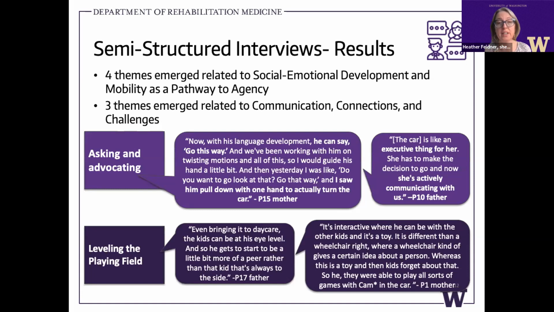Another family said, this car is like an executive thing for her. She has to make the decision to go, and now she's actively communicating with us. Examples from one of the other themes related to social emotional development was leveling the playing field. One parent said, even bringing it to daycare, the kids can be at his eye level. And so he gets to start to be a little bit more of a peer rather than the kid that's always to the side. Another family member said, it's interactive where he can be with other kids and it's a toy. It's different than a wheelchair, right? Where a wheelchair kind of gives a certain idea about a person, whereas this is a toy and then kids forget about that. So they were able to play all sorts of games with Cam in the car.